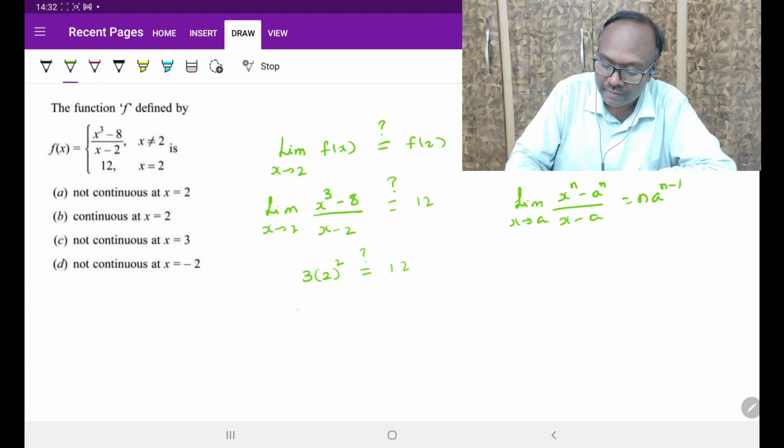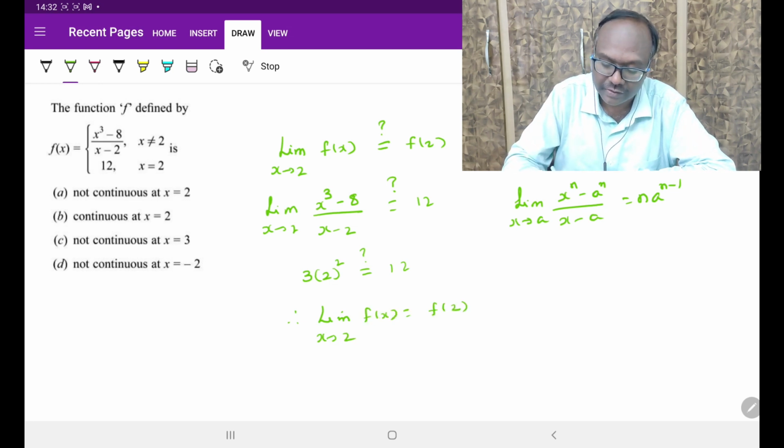Therefore limit x tends to 2 f of x equal to f of 2. Therefore f is continuous at x equal to 2. So the right option is option B.